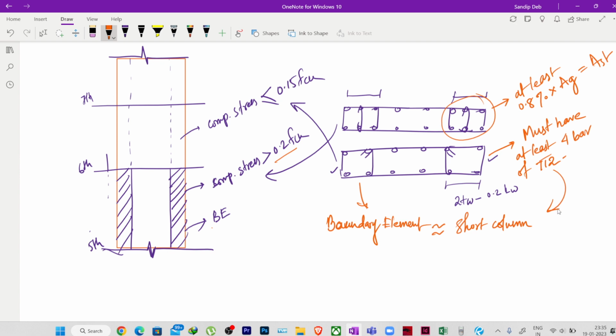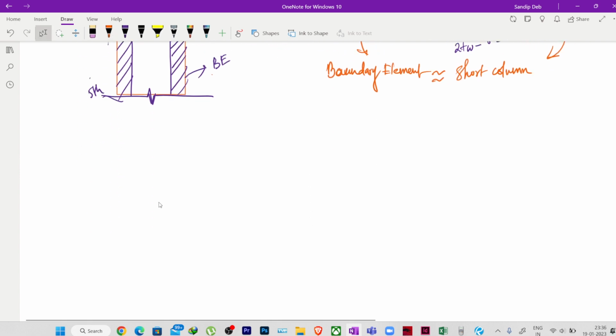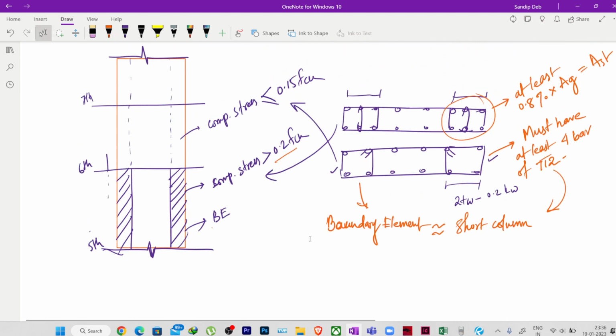Now there can be a case where the length of the boundary element can reduce. Suppose we have this multi-story building and we have this kind of floors, and at every floor we are having shear walls and boundary elements. But in that case, up to a certain floor, maybe the strength requirement is higher. After that, maybe the strength requirement gets reduced.